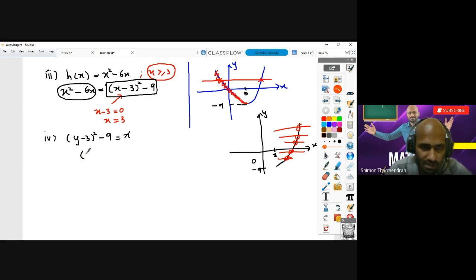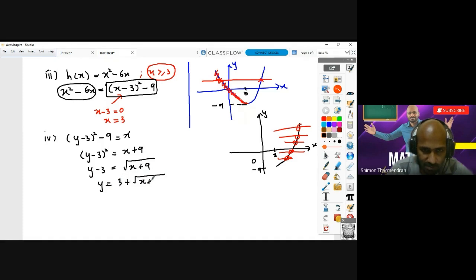So we want to make y the subject. I have y minus 3 squared equals to x plus 9. Y minus 3 equals to the square root of x plus 9. So giving us y equals to 3 plus the square root of x plus 9. And do not forget, we label this back as h inverse. h inverse x equals to 3 plus square root of x plus 9. And then you see the question, they ask us to state the domain of h inverse.